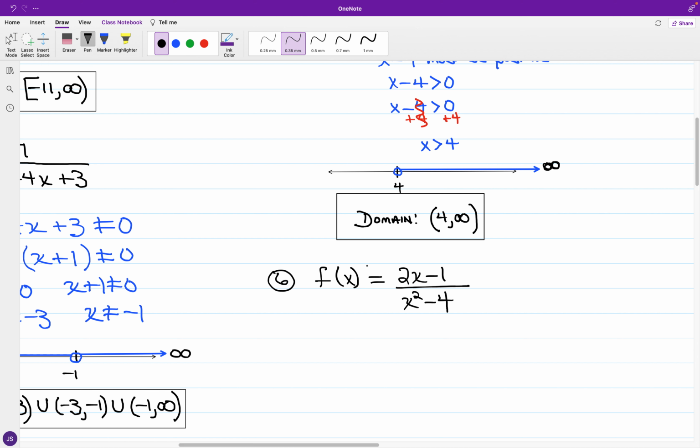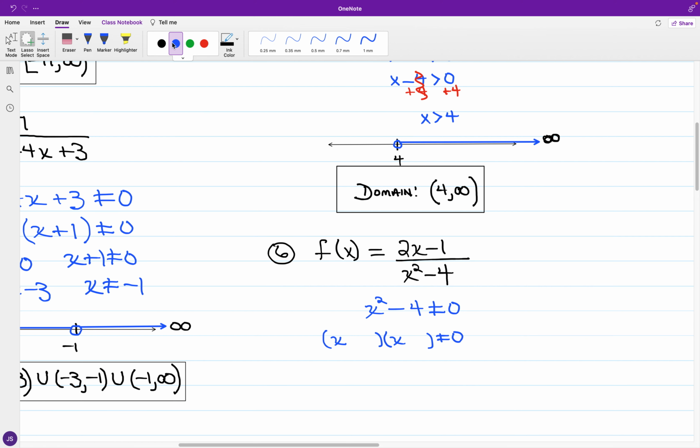Okay, again, we have a rational function. And again, the restriction is going to be that the denominator cannot be equal to 0. So we have x squared minus 4 cannot be equal to 0.